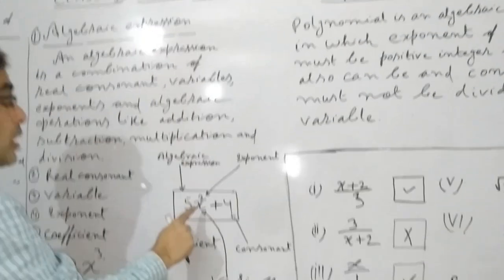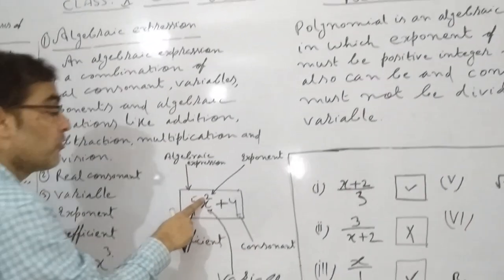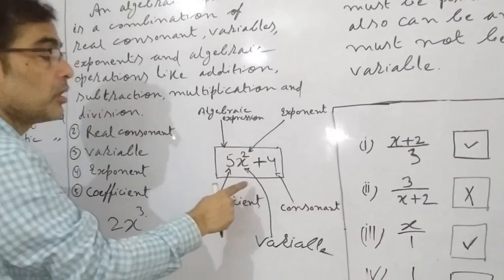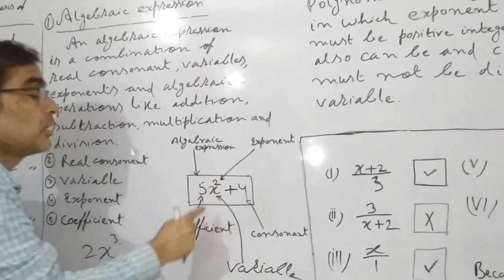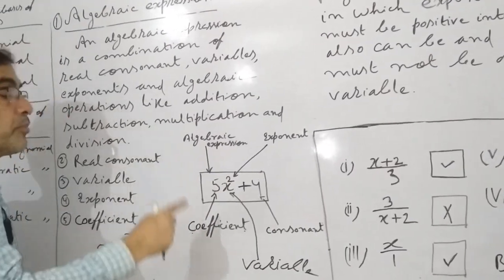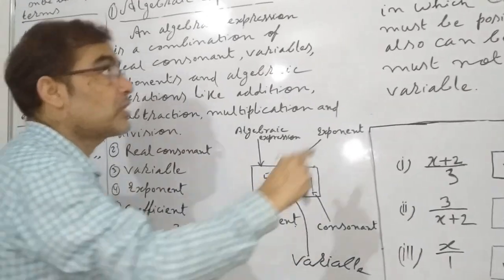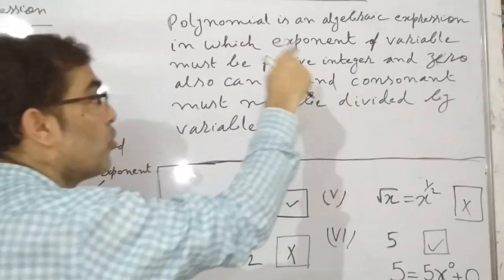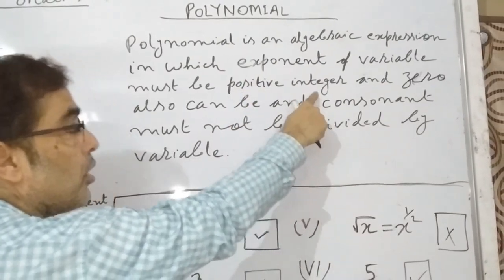Here in an algebraic expression, any number may be the power. In an algebraic expression, the power may be positive, may be negative, may be a fraction, but in a polynomial only and only positive integers.